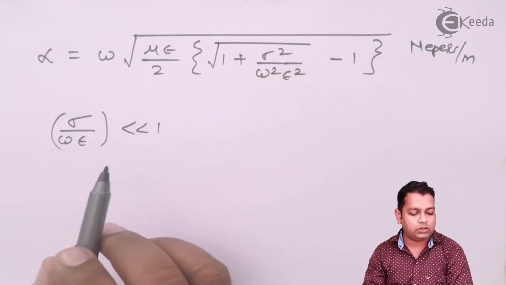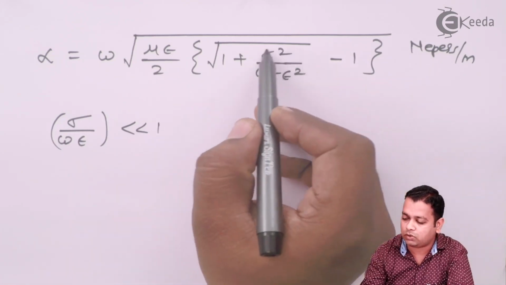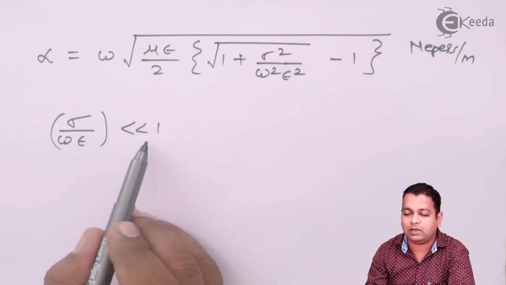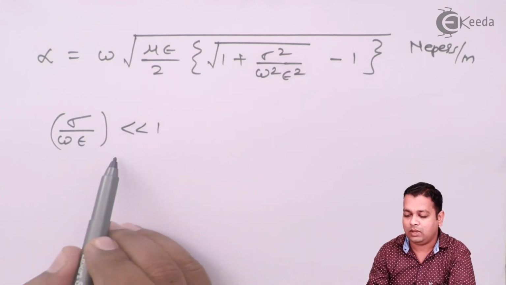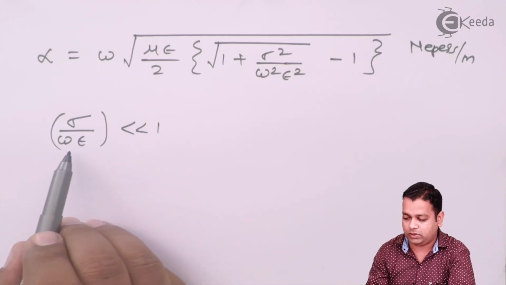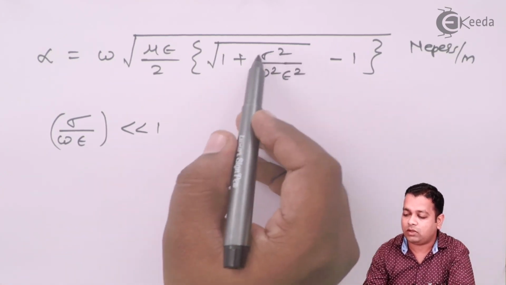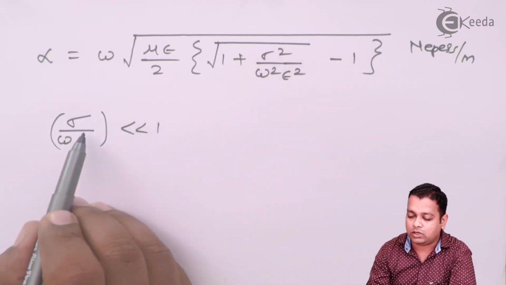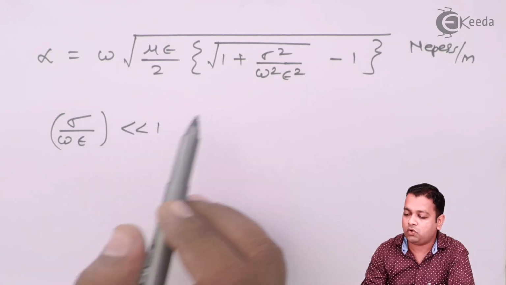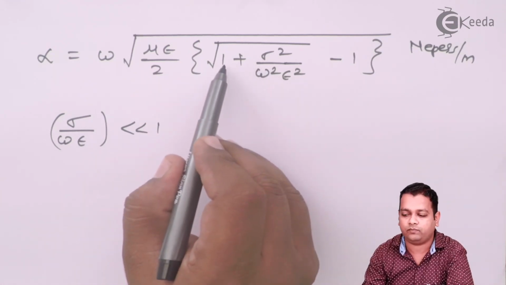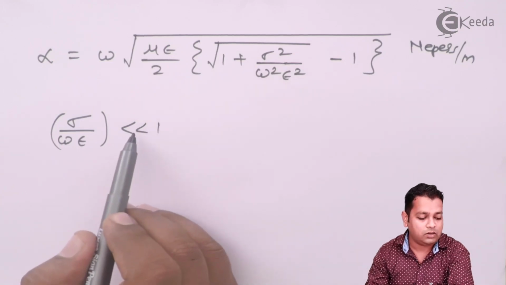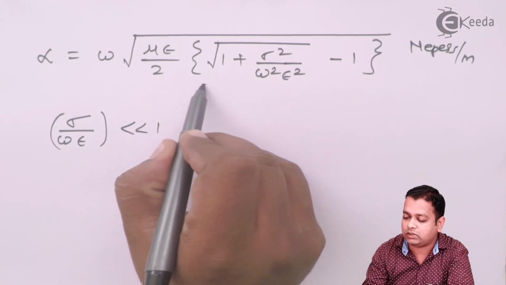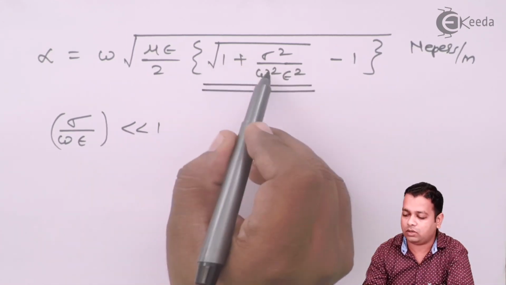Upon this substitution, consider this particular bracket, which is the square of this. If the quantity is less than 1, that means 0 point something, and that too 0.000 and something, then certainly the square of that term will have an even smaller magnitude than the ratio sigma upon omega epsilon. So a very small value will be added to the 1. Already it was very much less than 1. Hence we shall use the binomial expression to represent this under root.